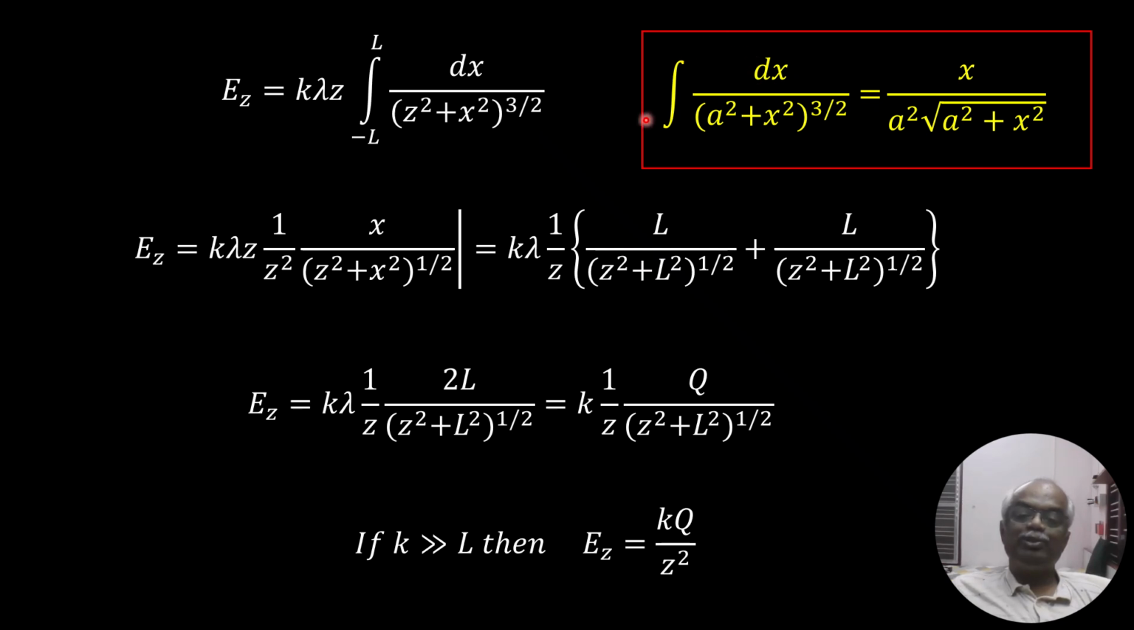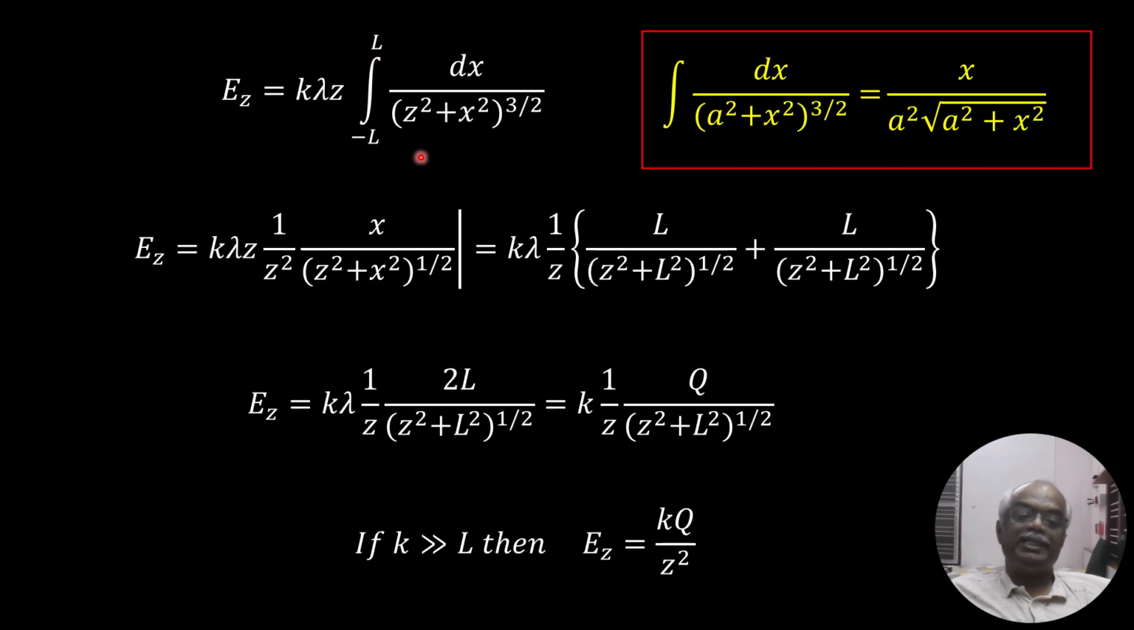So you can use the standard integral. The integral of dx over a squared plus x squared whole power 3 by 2 has the value x over a squared times the square root of a squared plus x squared. Since we are integrating with respect to x, a squared is a constant. This is the value of this integral.